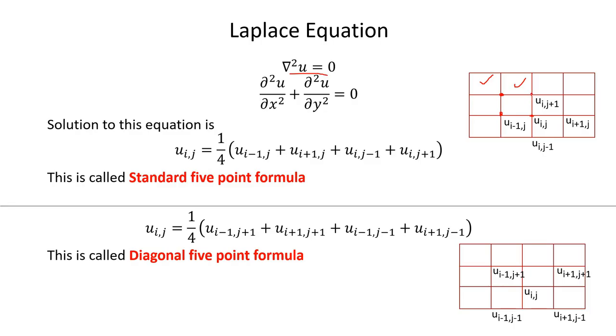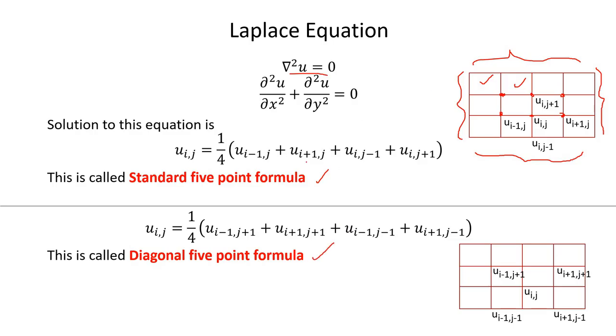Okay, so these are the intermediate points at which a particular functional value has to be determined. All the boundary values will be given in the question. You have to determine the intermediate values. The two formulas which I use for this are the standard 5-point formula and the diagonal 5-point formula.